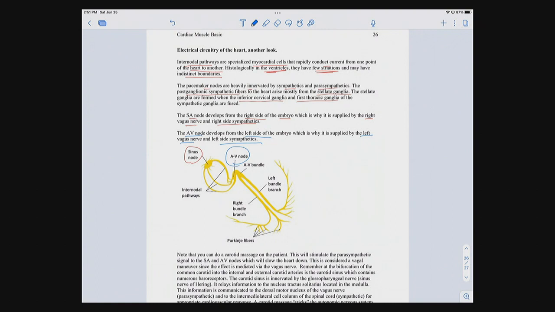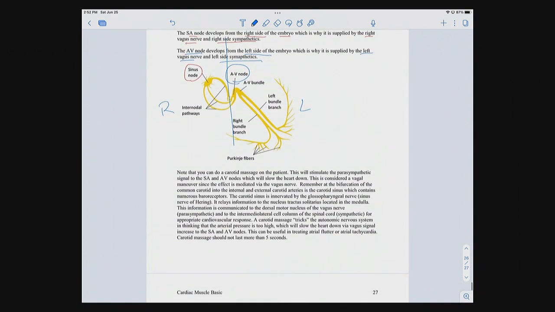Now, this is not that hard to remember, because if you are looking at this from anterior to posterior, this is the right side and this is the left side. And so you could split it up. What's on the right side is going to be your sinus node, which is right side embryo, and the left side is just a little to the left. That would be an easy way for you to remember the left sympathetics and left vagus nerve, right sympathetics and right vagus nerve, in terms of what innervates which node. So I don't think that's hard to remember.